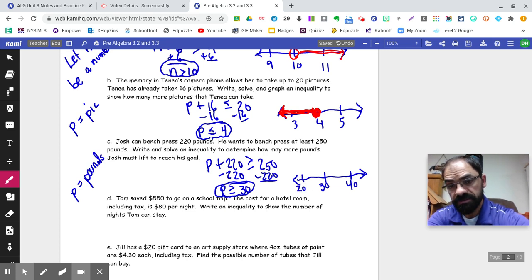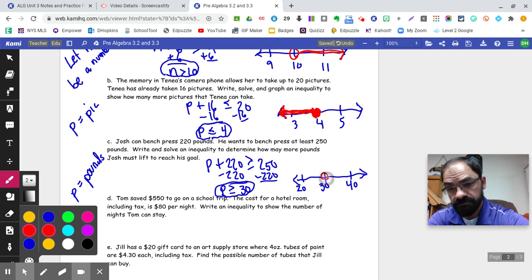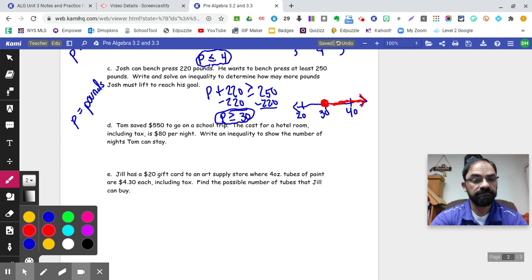Change it up a little bit. Instead of increasing by ones, let's increase by tens. Closed circle once again. Shaded that way. Okay, 2 to go.